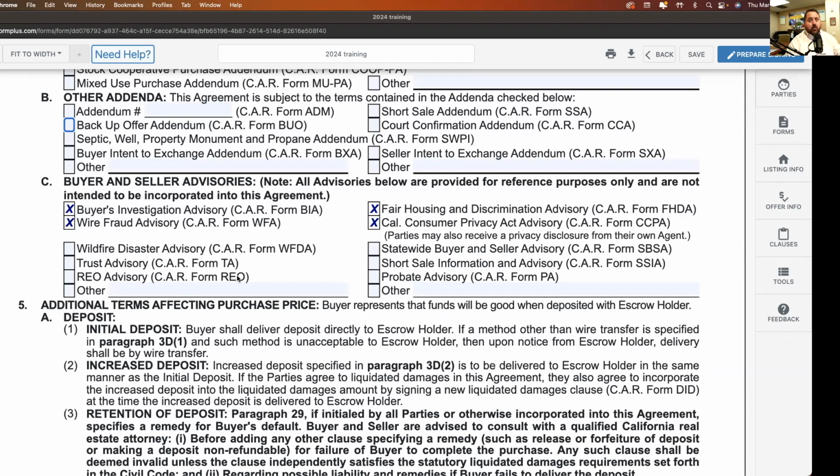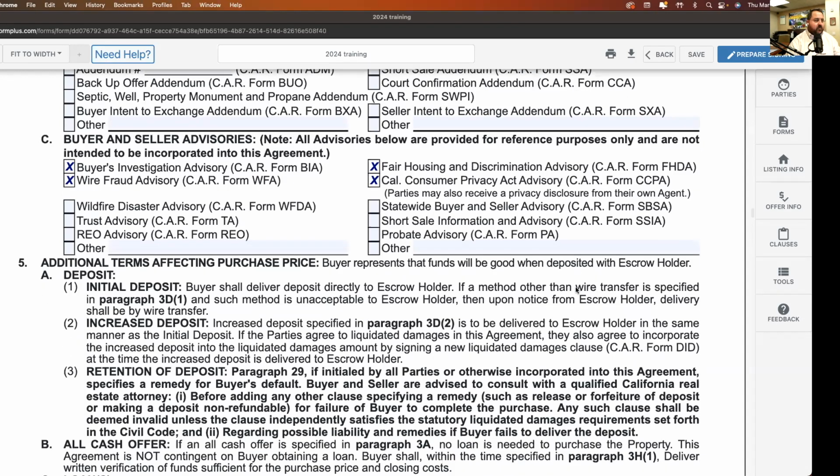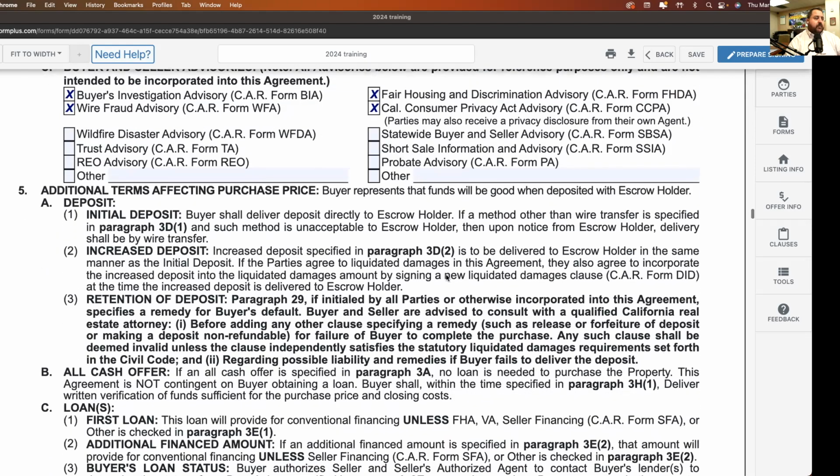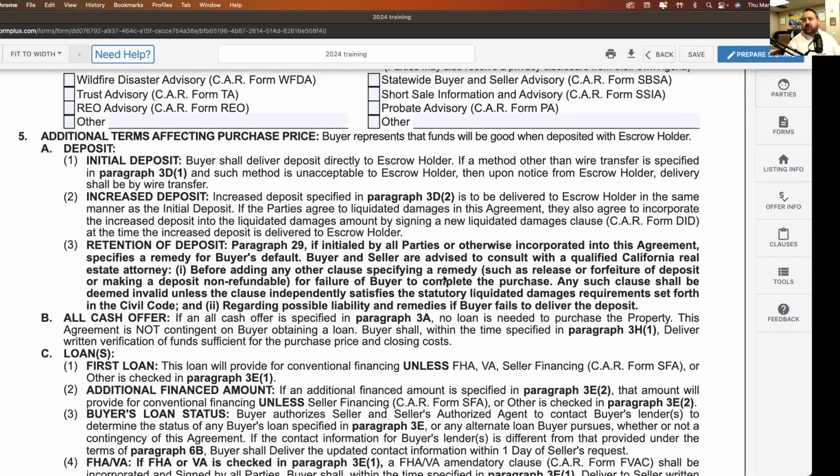REO advisory is only for writing offers on REO properties. Same with the probate. And the short sale information advisory is only with short sales. That's it. Okay. Questions about any of the advisories, addenda, anything? Okay. All right. So here we go. Go ahead, Sarah.